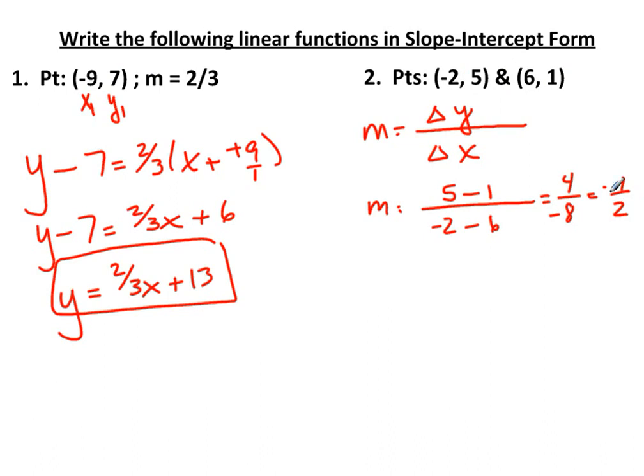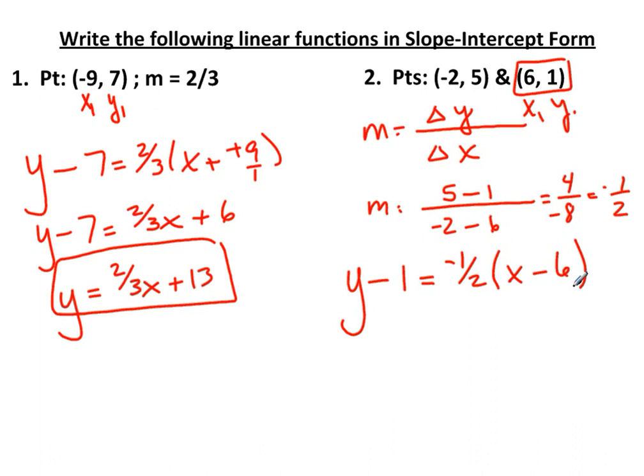Well, now that I have slope and I have points, I can do the same thing I did in example 1. Now, it doesn't matter which point you pick. I tend to like to not have to worry about negatives as much, especially since my slope is already negative. So I'm going to use the point (0, 1). Y minus, and this is x1, y1: y minus y1 equals m times the quantity of x minus x1.